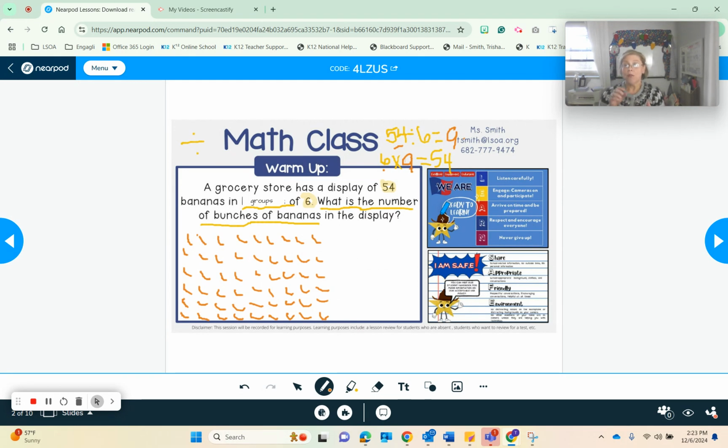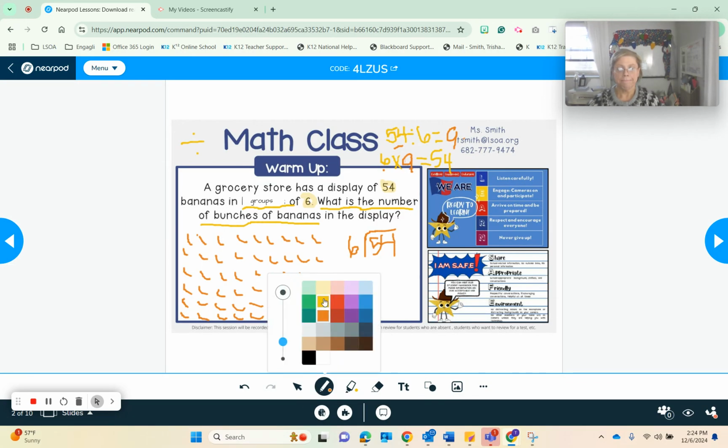Now, there was a strategy if you came to help class. We talked about it on Monday or Tuesday. One of our new classmates, Yasmin, was talking about the old school strategy. So we put our dividend, which is 54, divided by our divisor, which is 6, the number of bananas in each group.